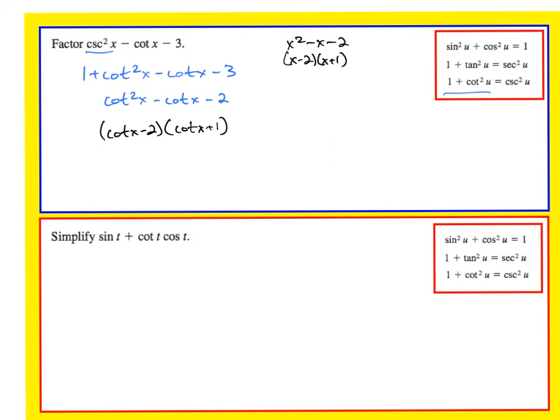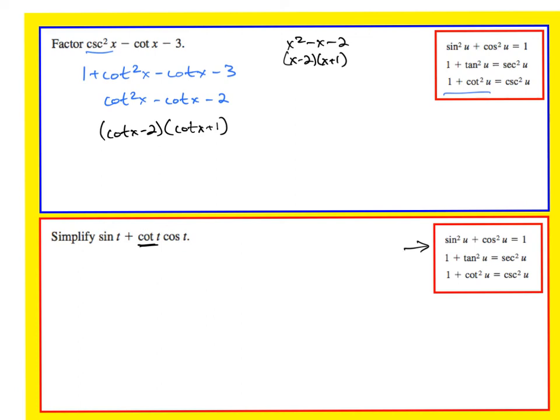Well, can I factor anything out right now? Nope. Can I use any of these Pythag identities? Nope. Why not? Because they're not squared. I can't do anything. So what could I do though? Change the cotangent to what? Good. When all else fails, convert everything back to sines and cosines. That's the way I kind of think about it.